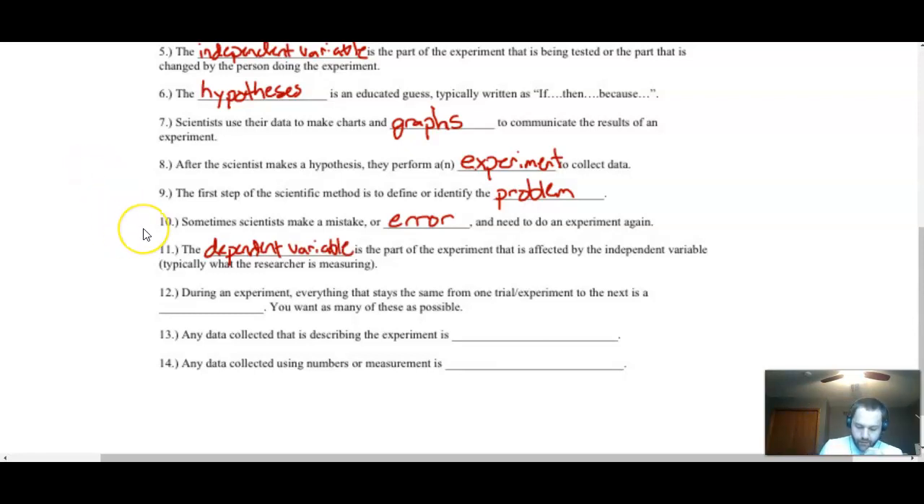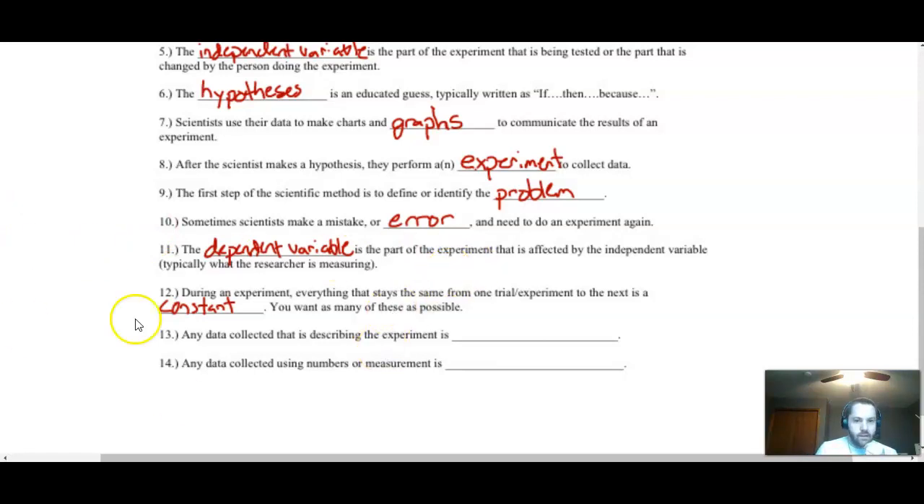During an experiment, everything that stays the same from one trial to the next is a constant. Again, paper airplane activity, we wanted as many constants as possible. Throw it with the same strength, throw it at the same angle, try and not have wind, make sure you start standing in the same spot. So you want as many constants as you can.